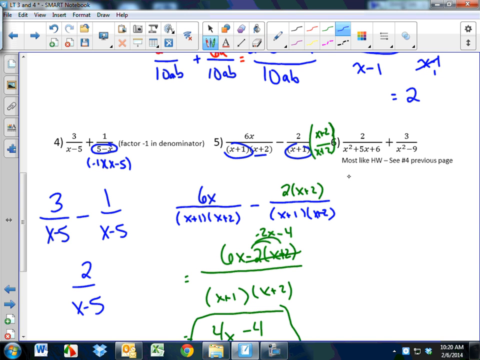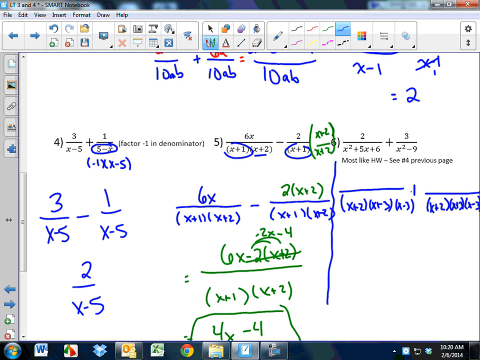Common denominator is x plus 2 times x plus 3 times x minus 3. And we need one more denominator with that, x plus 2, x plus 3, x minus 3. Barely got it in there. All right, so looking at the first fraction, it already had an x plus 2 and an x plus 3. So what does it need? It needs the x minus 3. So multiply the top of the fraction times x minus 3 and the bottom of the fraction times x minus 3. And you get 2 times x minus 3.